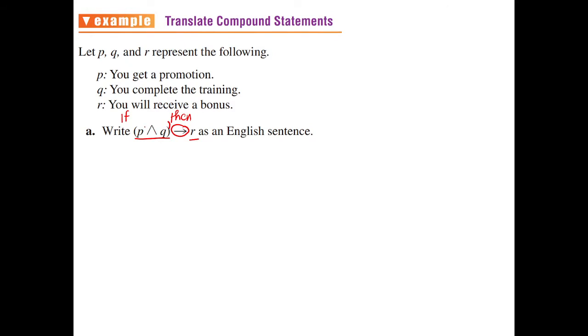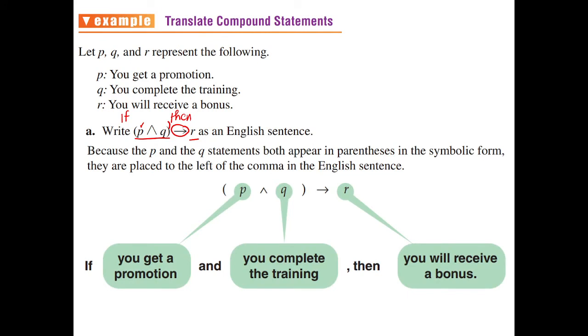So meaning, if I'll be translating this, if P, you get a promotion, because that's letter P. This is and. Q is you complete the training. So as you can see, there you go. If you get a promotion and you complete the training, comma, then you will receive a bonus. So this is how you translate this compound statement into this sentence.